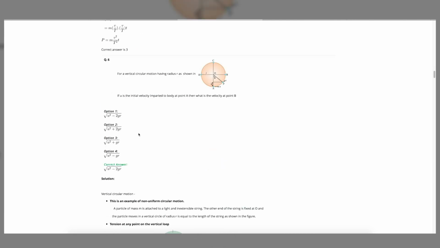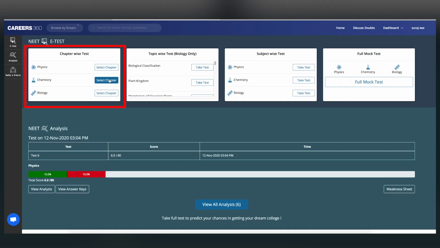doubt clearance. Once you are clear with the concept of each subject, then you can move on to subject-wise mock test which will give you a glimpse of your performance and help you to understand your preparation and improve time management during the exam. Then you can move to full mock test with full confidence.